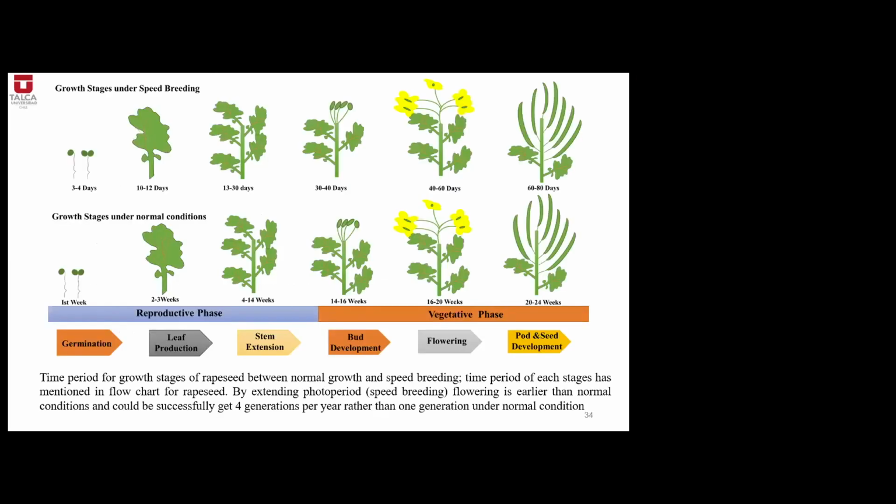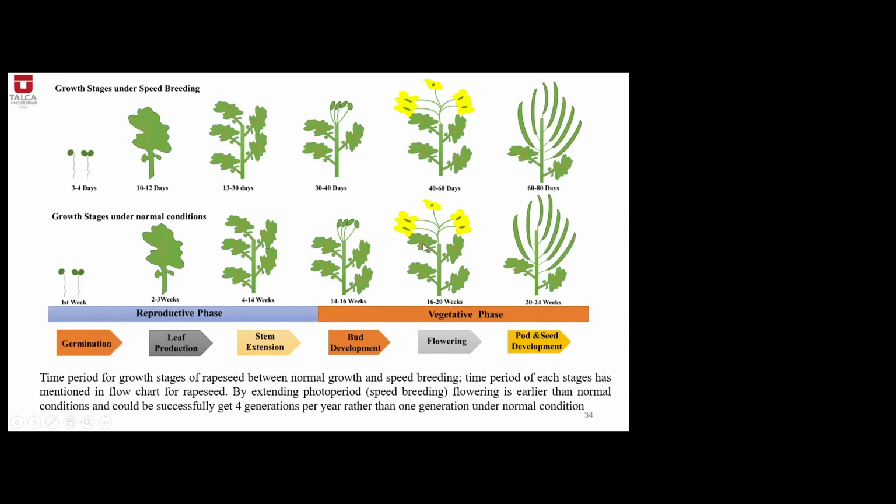So what is the new idea? What is my thinking to involve speed breeding in rapeseed with CRISPR-Cas9? You can see the growth stage under normal conditions: from the first week to 20 to 24 weeks, we get the harvest, but with speed breeding, we get it in 60 to 80 days.